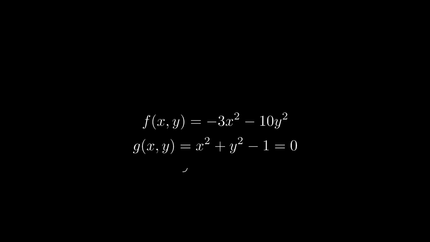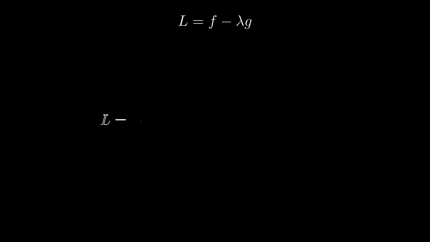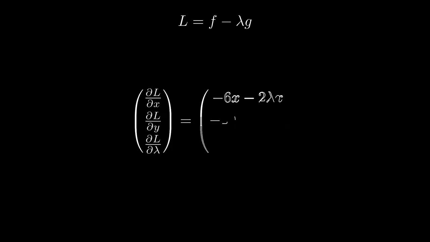First, we have L of x, y equals minus 3x squared minus 10y squared minus lambda times (x squared plus y squared minus 1). When we take the gradient of this with respect to x, y, and lambda, we get minus 6x minus 2 lambda x for the x component, minus 20y minus 2 lambda y for the y component, and of course x squared plus y squared minus 1 for the z component. Setting all of these equal to 0 and solving for x and y gives us our solutions.